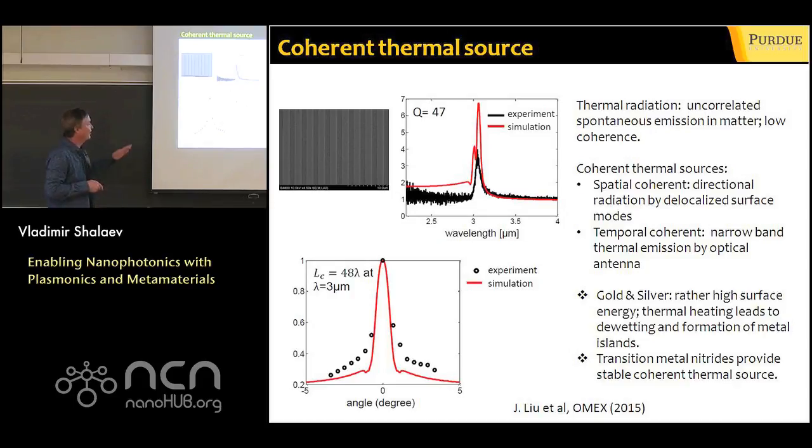Why titanium nitride? Because if you use gold and silver, which have rather high surface energy, then thermal heating leads to dewetting and formation of metal islands. Whereas a transition metal nitride, such as titanium nitride, provides a stable, coherent thermal source. Remember, titanium nitride is a very refractory material which can sustain very high temperatures. And surprisingly, as opposed to intuition that it should be broadband with no coherence, we actually obtain very high coherence both in space and frequency domain.